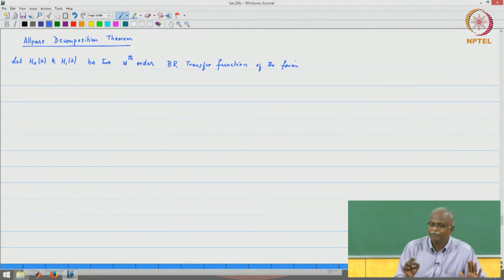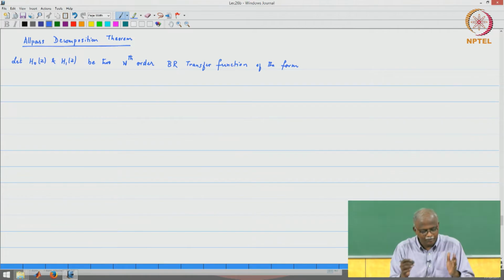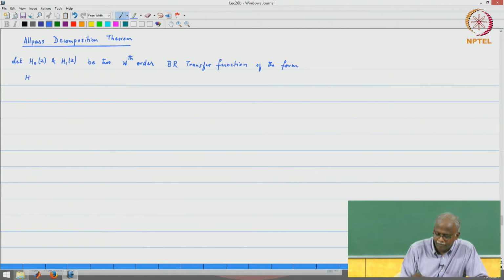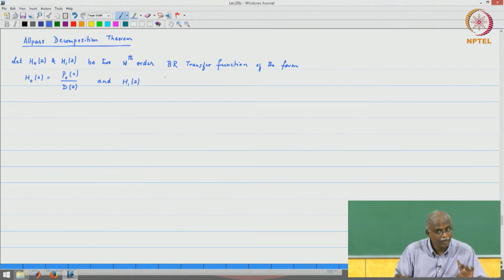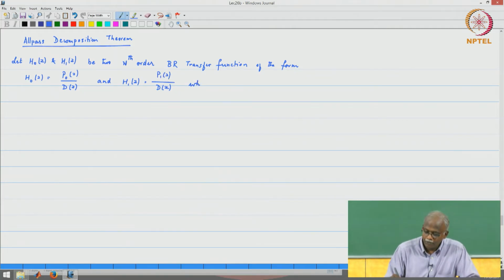Now some of it may seem unintuitive or counterintuitive at the beginning, but just take it down. We will justify the details subsequently. H naught of z is a polynomial p naught of z in the numerator and a denominator d of z. And h1 of z, remember both of them are of the same order. So this one also has got the same denominator, d of z, p1 of z, where the polynomials themselves p0 and p1.